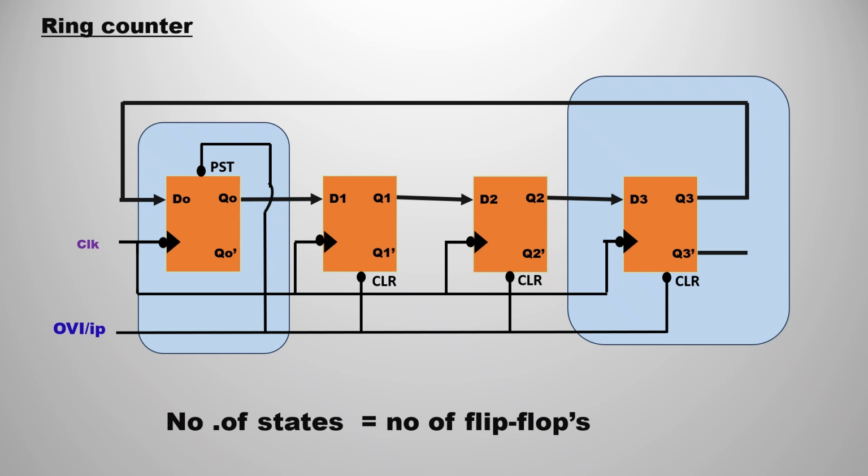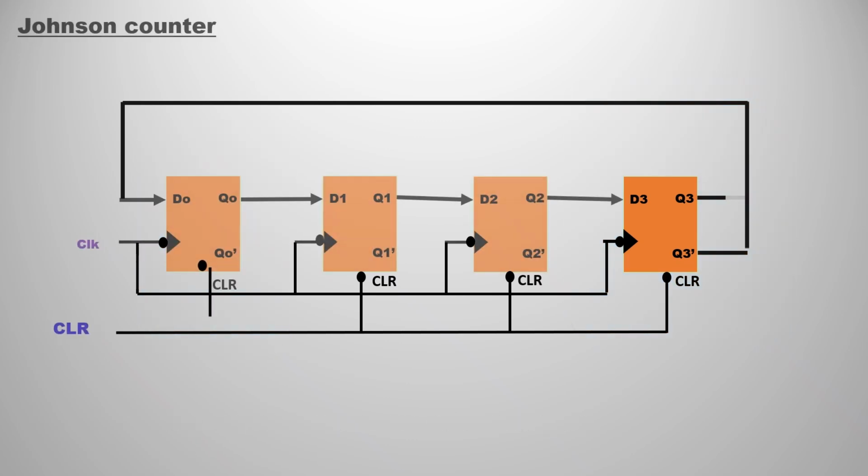In the ring counter, the number of flip-flops is equal to the number of states, and there are two important points. In the first flip-flop we have connected the overriding input to the preset bar, and in the last connection we have connected Q3 directly to D0. In the Johnson counter we are going to connect Q3 bar, not Q3. So this is the Johnson counter, or twisted ring counter.